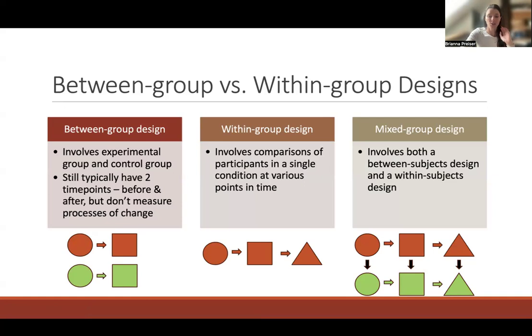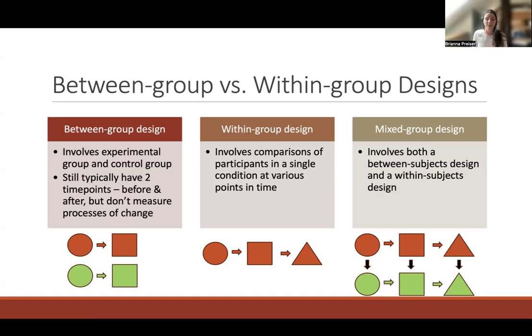So when clinical psychologists are conducting a study with a between group design, participants in different conditions are receiving different treatments. So that would be the experimental condition or the experimental group and the control condition or the control group. The between group designs typically involve a comparison of a control to an experimental group, whereas the within group designs typically involve a comparison of the same group to itself at a different point in time.